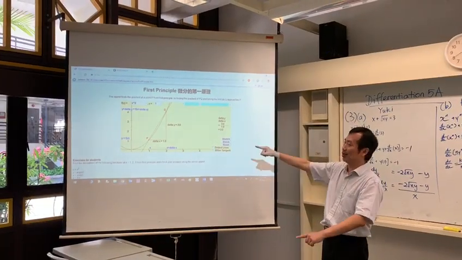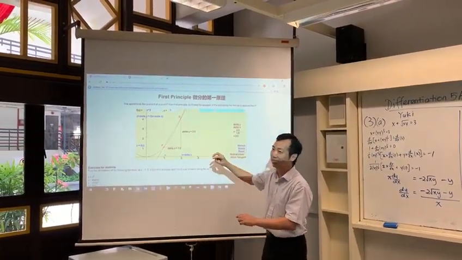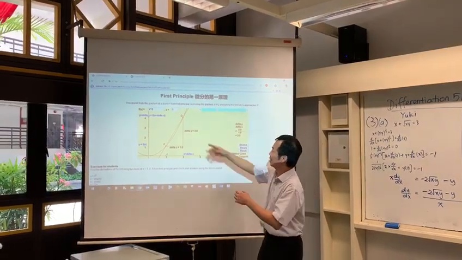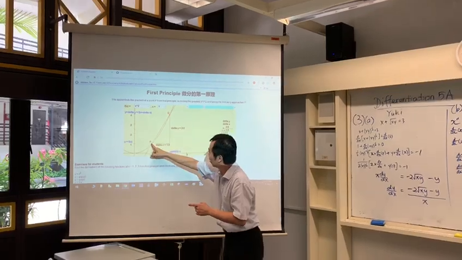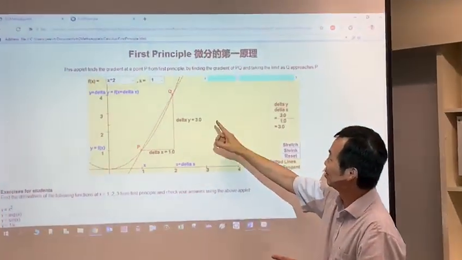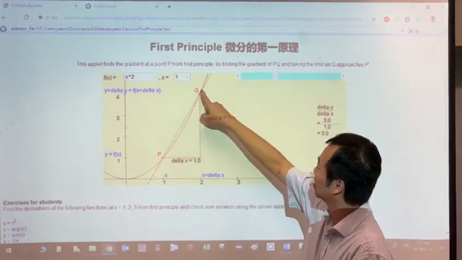Okay, so now I'm going to explain to you how to differentiate x squared by first principle. What we know is how to find the gradient of a line, but we do not know how to find the gradient of a curve at one point. So I'd like you to draw 2 points on the curve x squared. Put the 2 points here, P and Q.